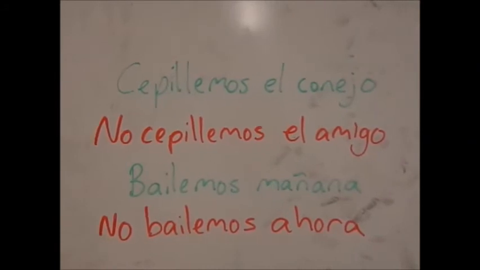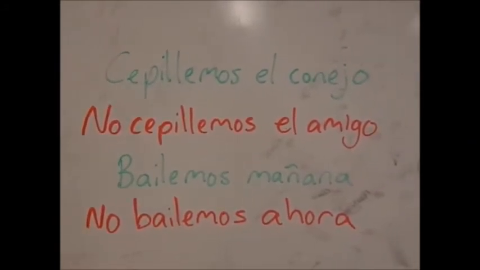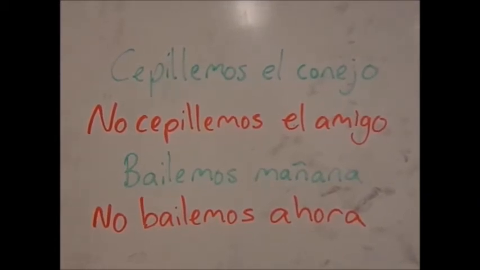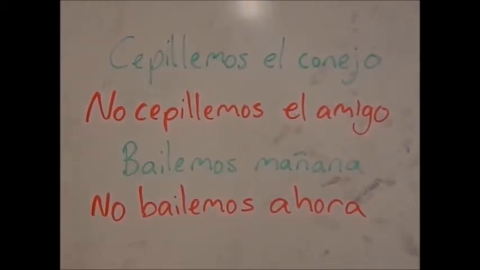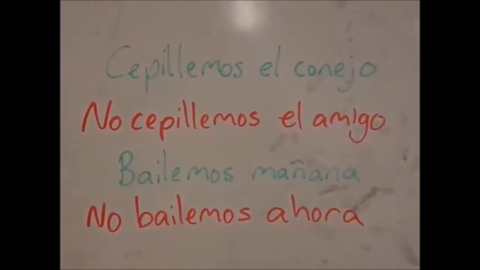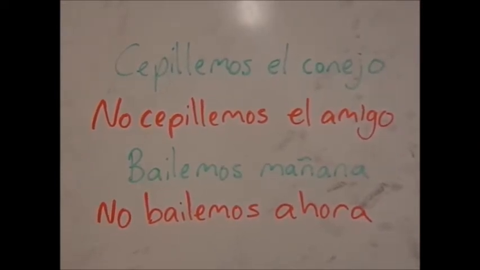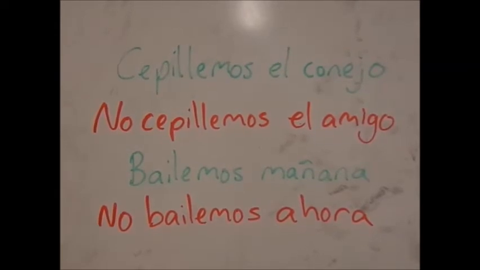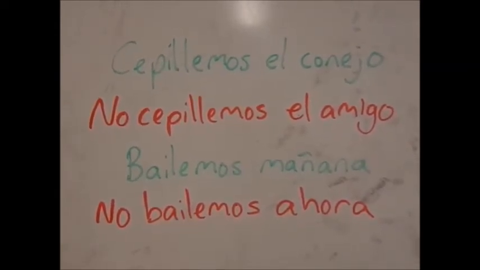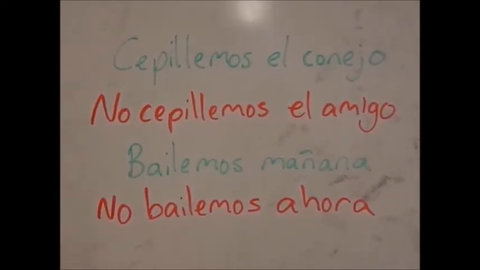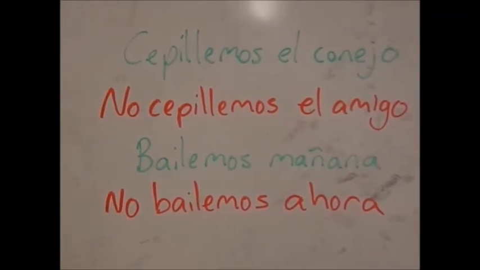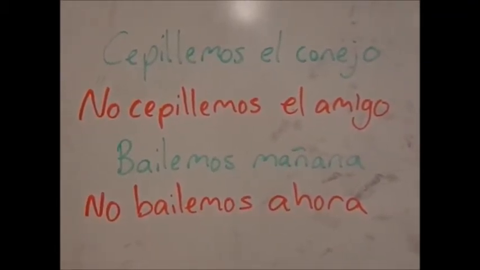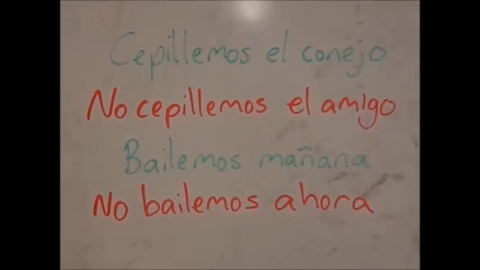Here are some examples of affirmative and negative nosotros commands. Cepillemos el conejo means let's brush the bunny. No cepillemos el amigo is let's not brush the friend. To make cepillemos negative, all we had to do is put no in front of it. The second example is bailemos mañana, which means let's dance tomorrow. No bailemos ahora means let's not dance right now. All we had to do to make bailemos negative was to put a no in front of it.